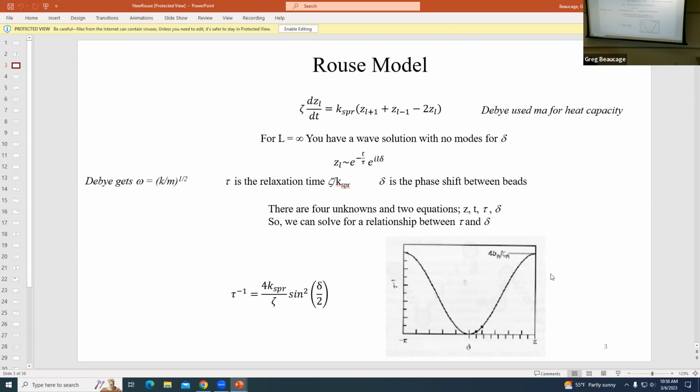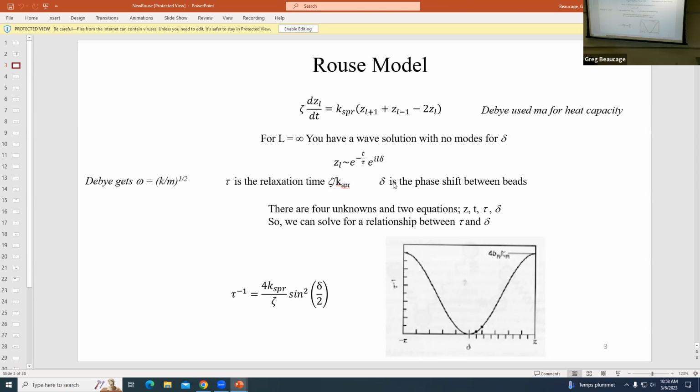This curve is exactly the same thing that Debye published in 1912, right? And then this is 53, so it's 40 years later. So the solution to this is this equation. That's what's being plotted, inverse tau. So inverse tau is frequency. So Debye plots frequency versus wave number. This is tau versus del. It's the same plot. It's the same thing.